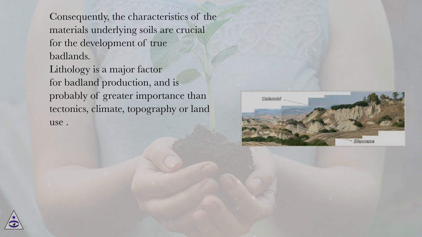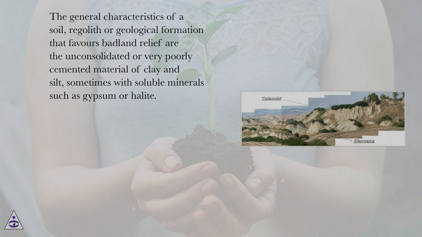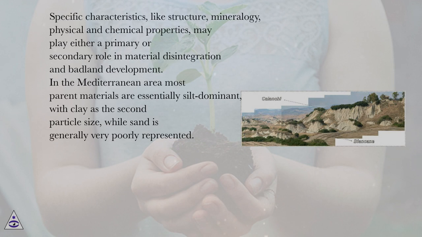Lithology is a major factor for badland production, and is probably of greater importance than tectonics, climate, topography or land use. The general characteristics of a soil, regolith or geological formation that favors badland relief are unconsolidated or very poorly cemented material of clay and silt, sometimes with soluble minerals such as gypsum or halite. Specific characteristics, like structure, mineralogy, physical and chemical properties, may play either a primary or secondary role in material disintegration and badland development. In the Mediterranean area most parent materials are essentially silt-dominant, with clay as the second particle size, while sand is generally very poorly represented.